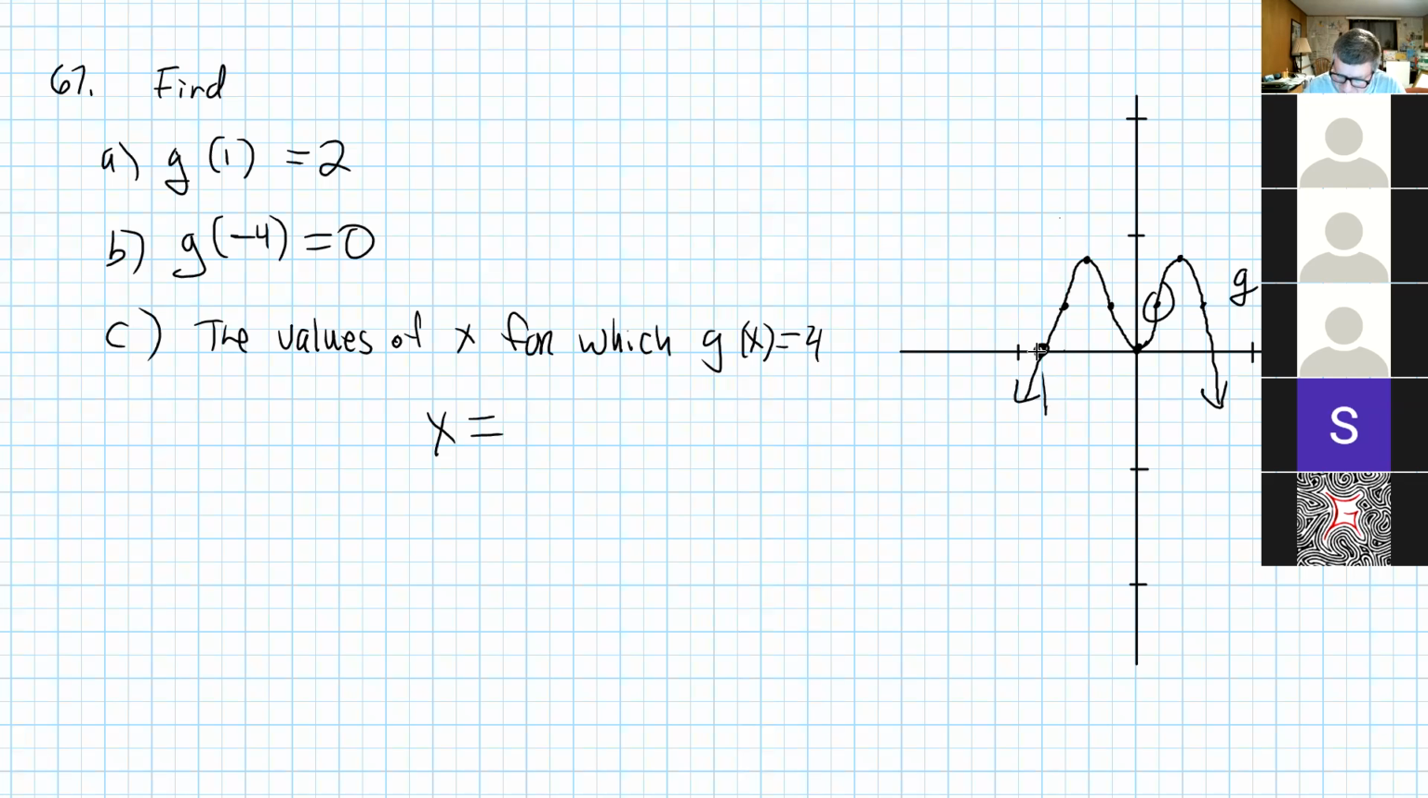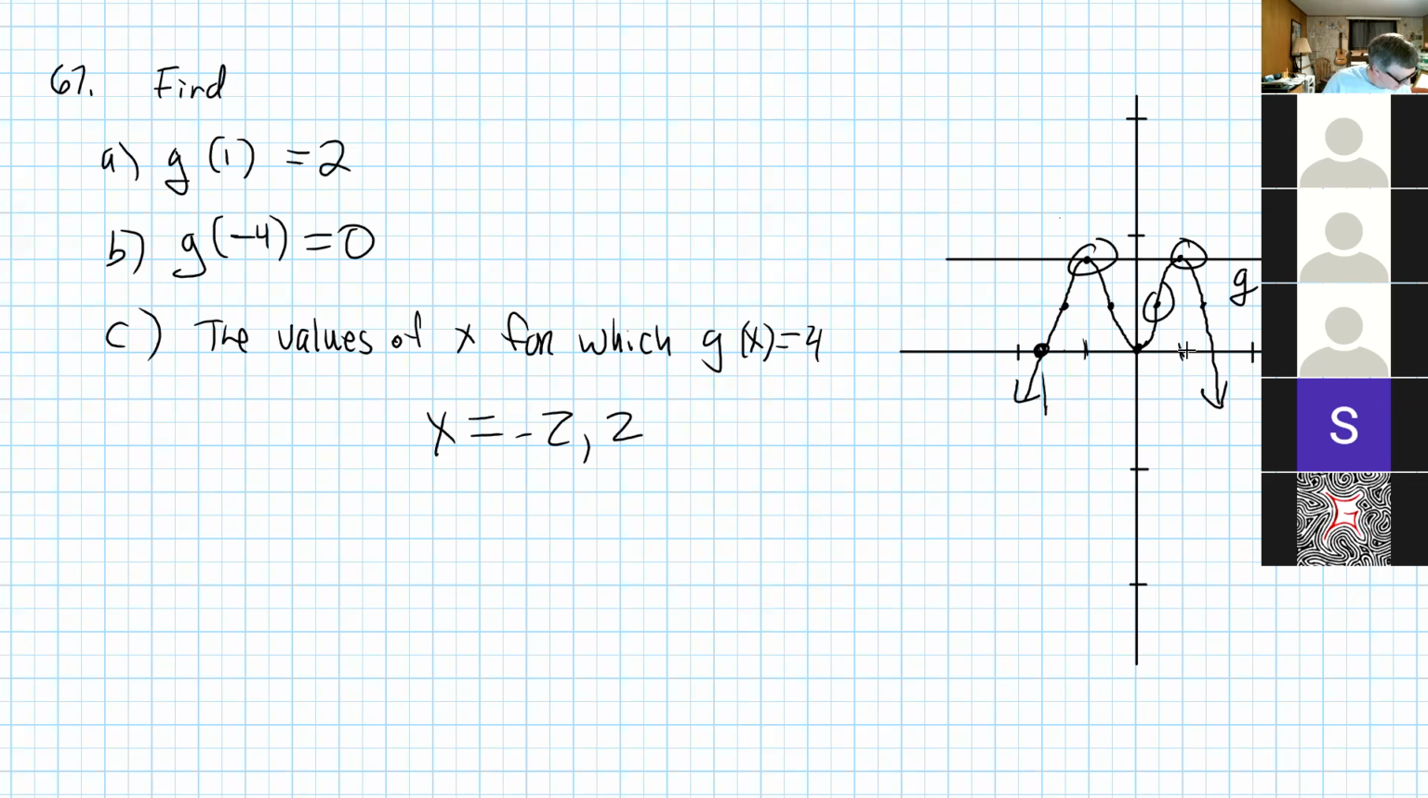All right. The values of x for which g of x equals 4. Again, what's another name for g of x? Y. Correct. So where on the graph does y equal 4? Is it negative 3 and 3? Oh, negative 2 and 2. There you go. Good job. So y equals 4 here and there. X is what? Negative 2 and positive 2. Good. Okay.